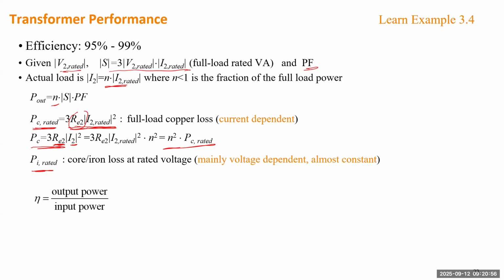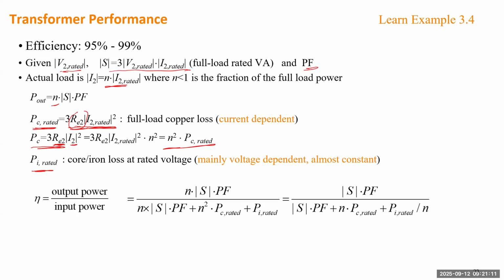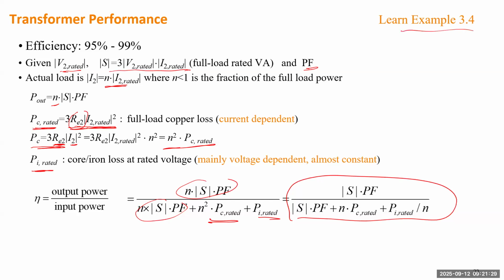So efficiency will be the actual power divided by the total power from the source. The total power from the source definitely needs to provide the output power, and also needs to compensate the loss of the copper and also the iron. So this is the output power. You see the n just indicates the loading condition, and this is still the output power, and this is copper loss and iron loss. If you do some simplification, you will have this formula. There's an example 3.4 showing some calculation based on this formula.